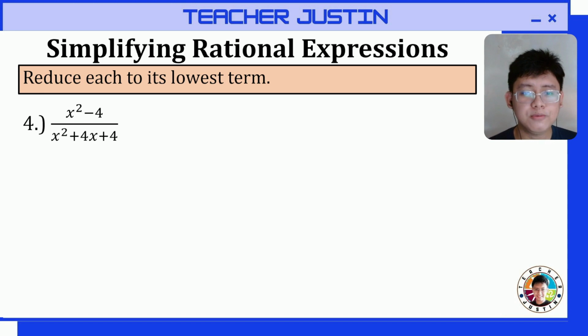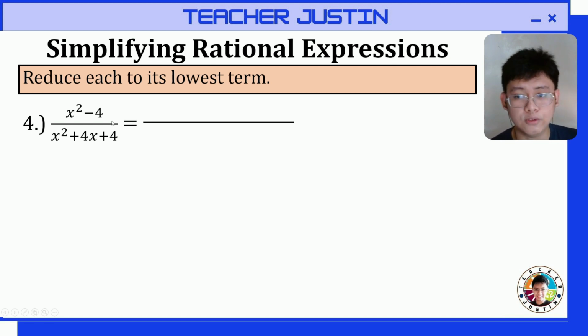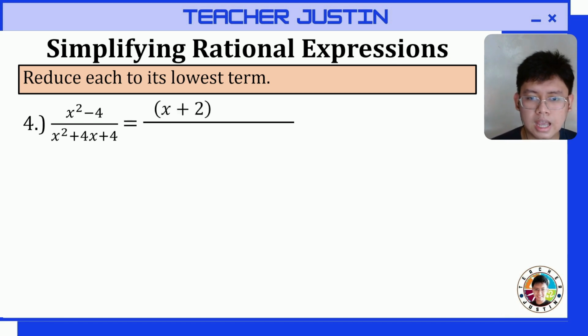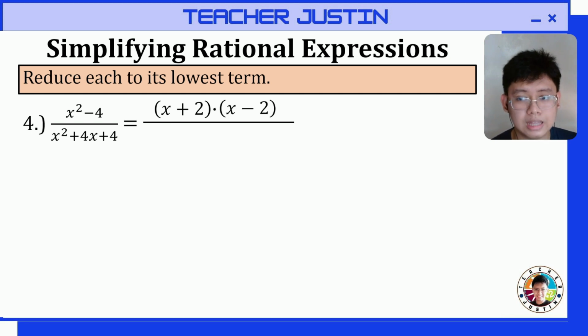Okay, let's have our fourth item. Let's simplify this rational expression. So, our first step in simplifying rational expression is for us to factor our numerator and denominator. So, simulan natin by factoring our numerator. So, yung numerator natin can be factored using difference of two squares. So, let's factor this using difference of two squares. So, meron siyang factor na x plus 2 times x minus 2.